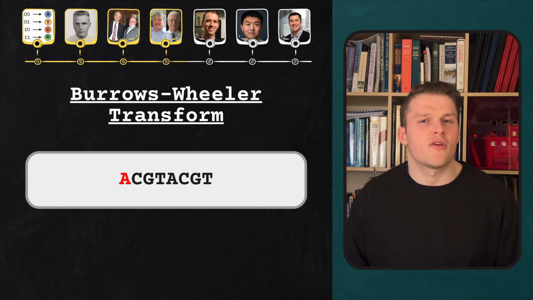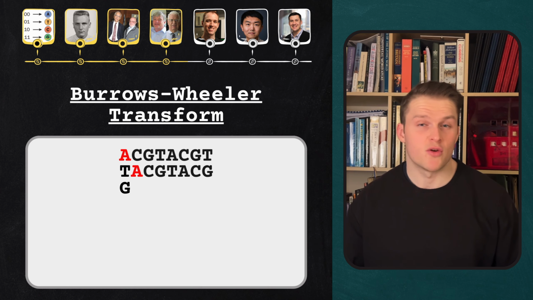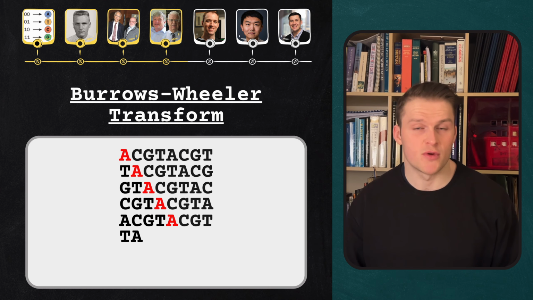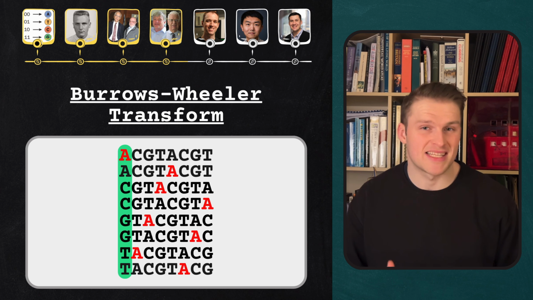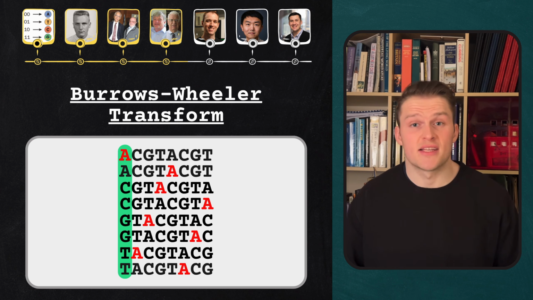Let's break down how the Burrows-Wheeler transform works with a simple DNA sequence. First, we create all possible rotations of our sequence by shifting one character at a time. Watch what happens on the screen. Next, we sort all these rotations alphabetically. Since DNA sequences use the letters A, C, G, and T, we'll sort them in that order.